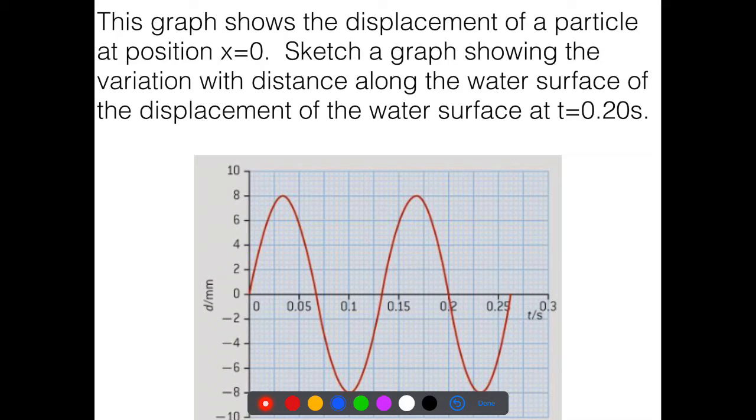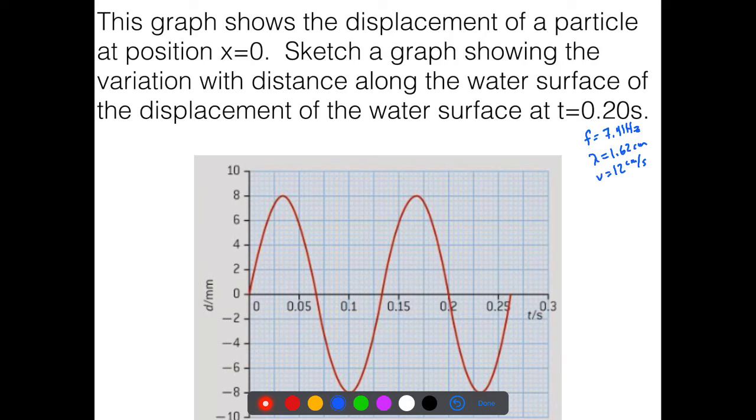Okay, this graph shows the displacement. I'm going to write down what we had before, that the frequency was 7.41 hertz, and our wavelength was 1.62 centimeters, and the velocity was 12 centimeters per second, just because we may need it. This graph shows the displacement of a particle at position x equals 0. So now it's changed. It's now talking about the displacement of a single particle.